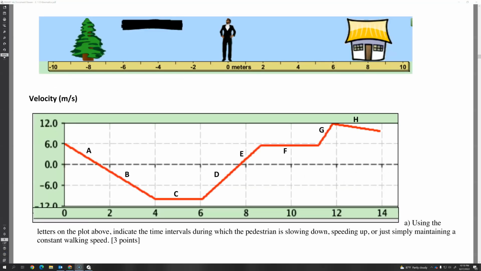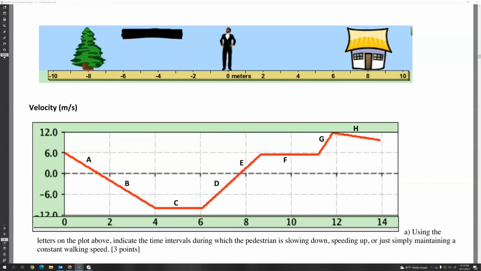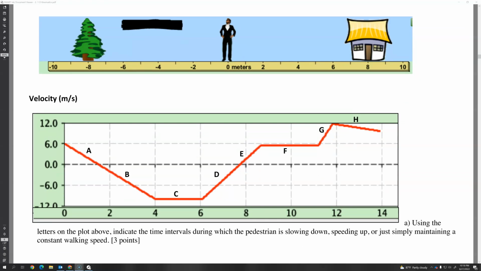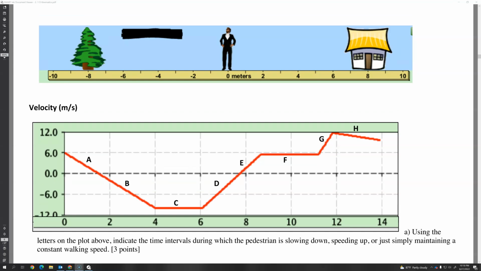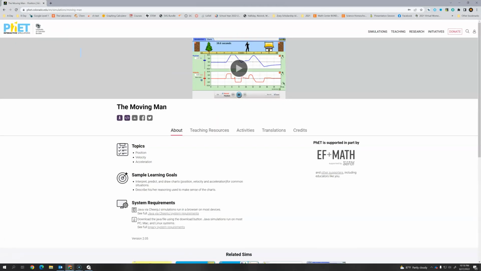Okay, so here we have a graph. And we have this little guy here, and we want to say that using the letters on the plot above, you want to indicate the time intervals during which the pedestrian is slowing down, speeding up, or just simply maintaining a constant walking speed. Now, here's something that you guys may or may not remember, which is that this is a simulation. This is the PhET's Moving Man.